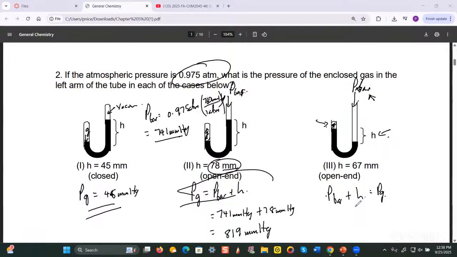I'm not so sure about that. The reason why, as I said before, is that the pressure of the gas would be less than the barometric pressure. As you have it right here, the pressure of the gas will be greater than the barometric pressure because you're adding H to it. So I would not agree with that equation. So let me erase it.